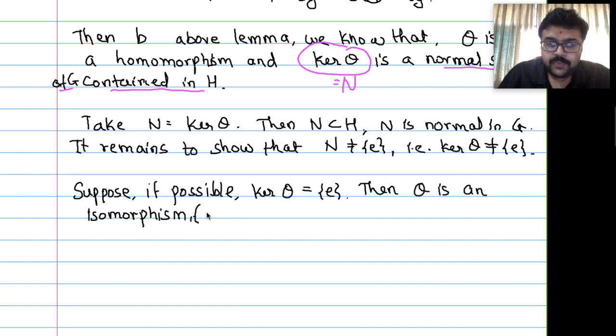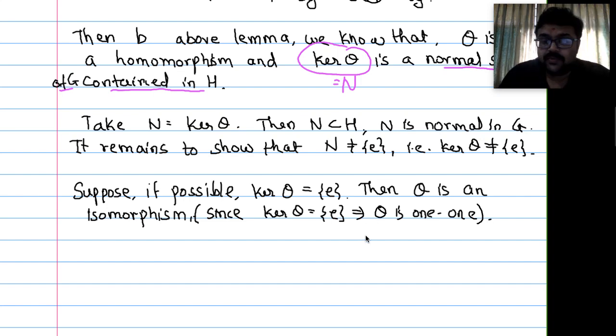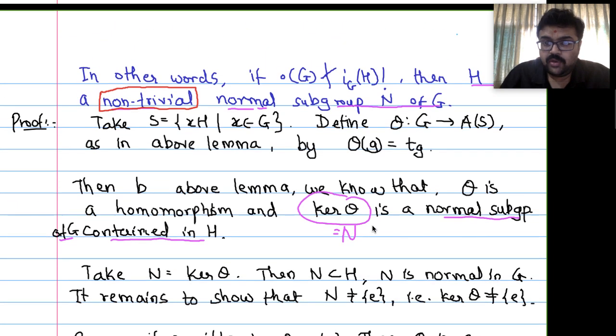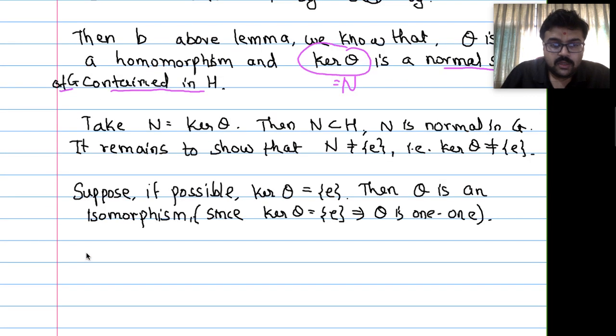since kernel of theta equals identity implies theta is 1 1, and theta is already a homomorphism. So 1 1 and homomorphism, therefore theta is an isomorphism. And if theta is an isomorphism from G to AS.